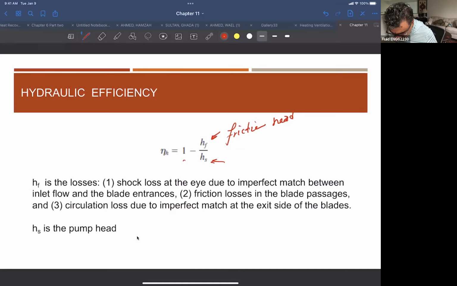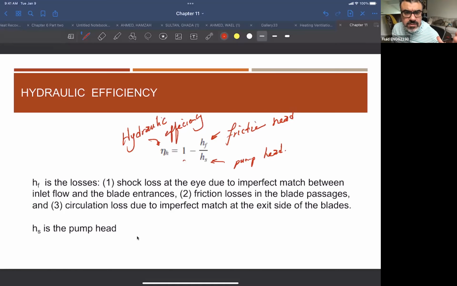And this is basically our pump head. 1 minus HF, the percentage friction losses with respect to the pump head, will give you what we call hydraulic efficiency. So if I say, for example, 2% is friction in the head, that means the hydraulic efficiency is 98%.